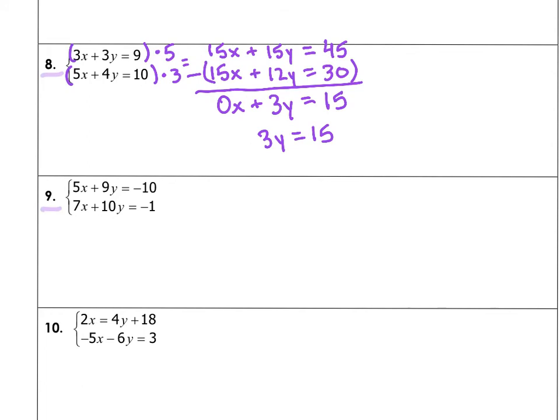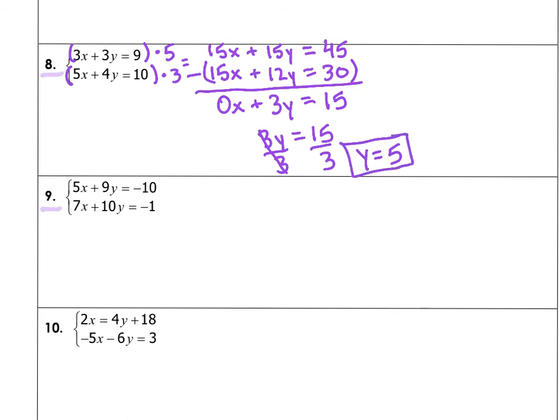Now the goal again is still to get y by itself. I want to know what y equals. So I can solve for y by getting it by itself. That means I have to divide both sides by 3. When I do that, we find that y is just equal to 5.